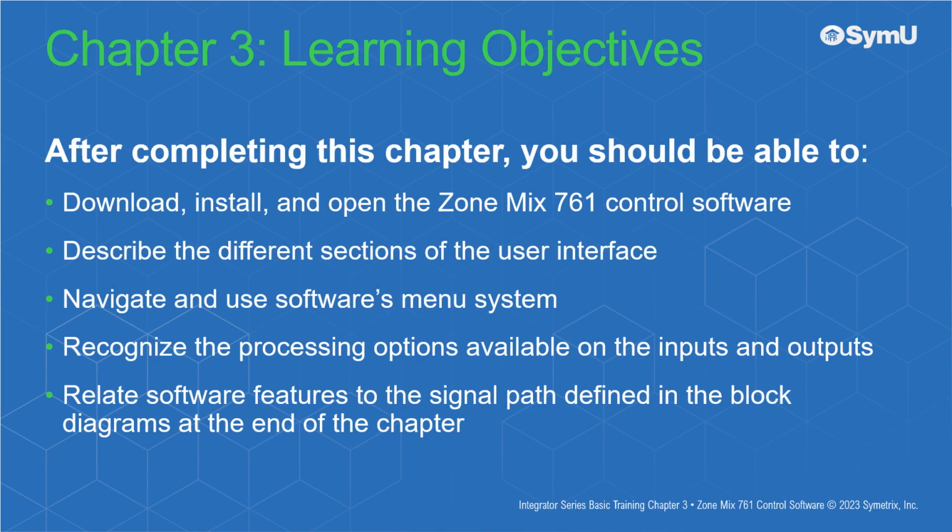After completing this chapter, you should be able to download, install, and open the Symetrix 761 control software, describe the different sections of the user interface, navigate and use the software's menu system, recognize the processing options available on the inputs and outputs, relate software features to the signal path defined in the block diagrams at the end of the chapter.